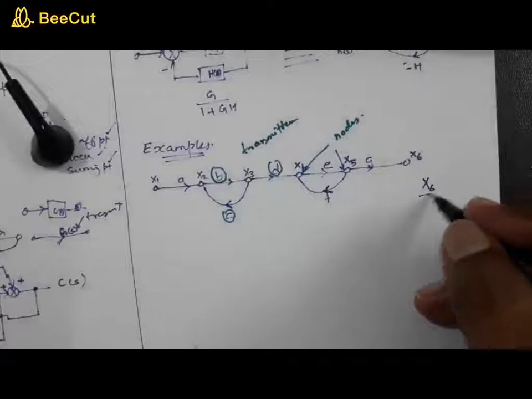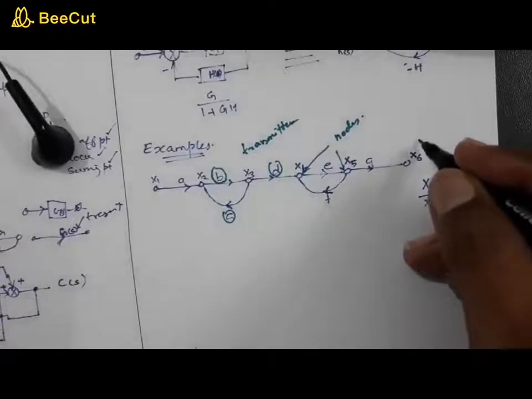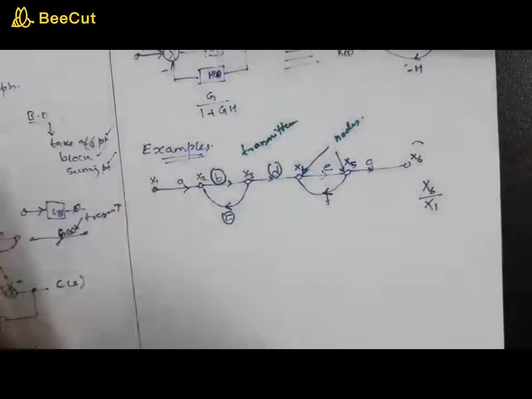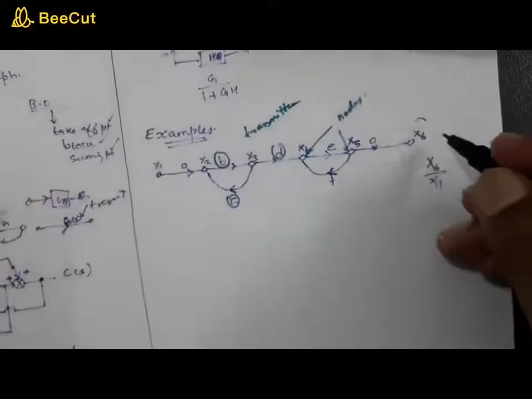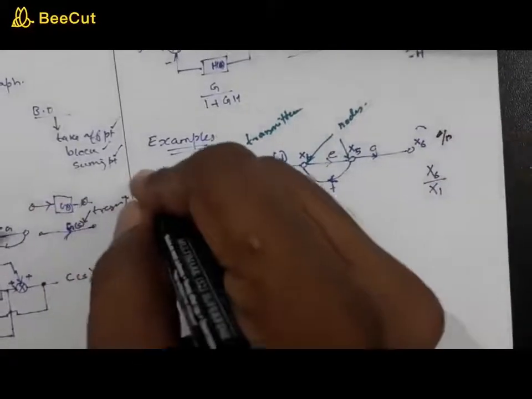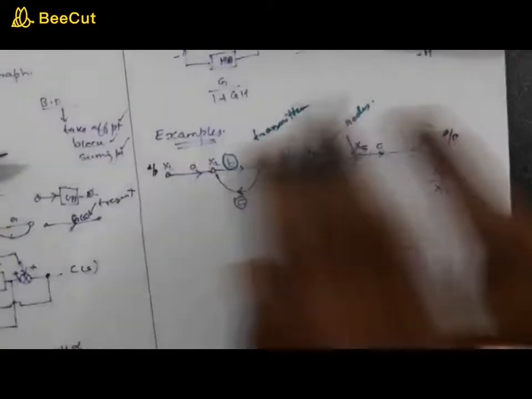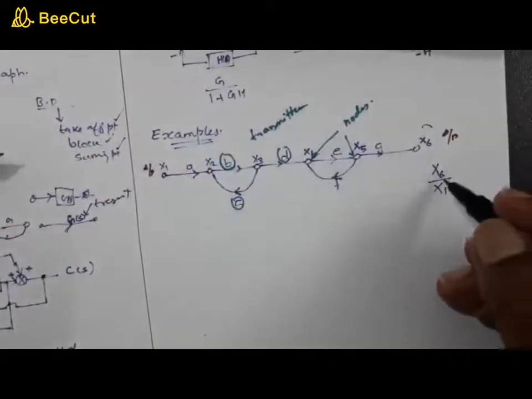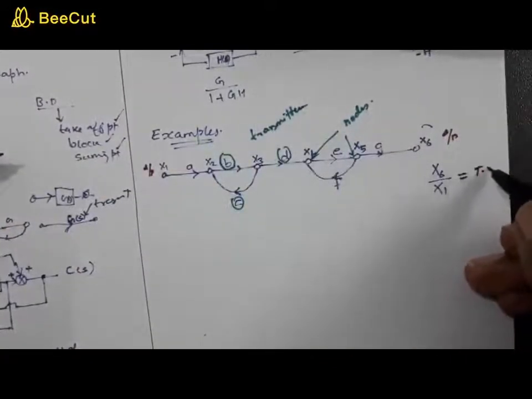Now what is this x6 by x1? x6 is the output, while x1 is the input. Assume that all these are in the frequency domain. So what is x6 by x1? That is your transfer function.